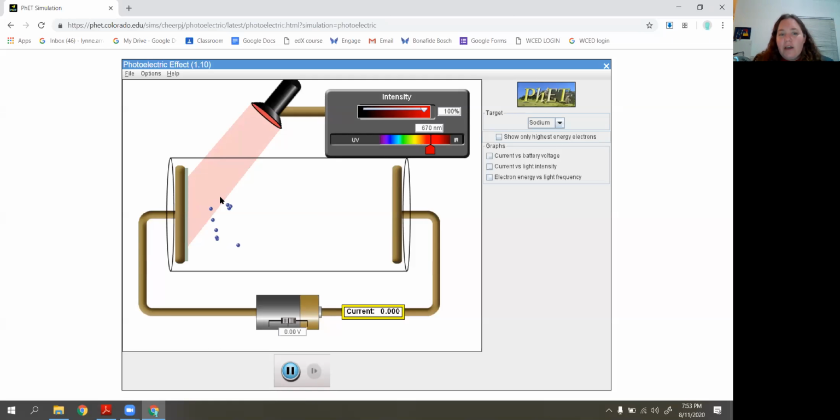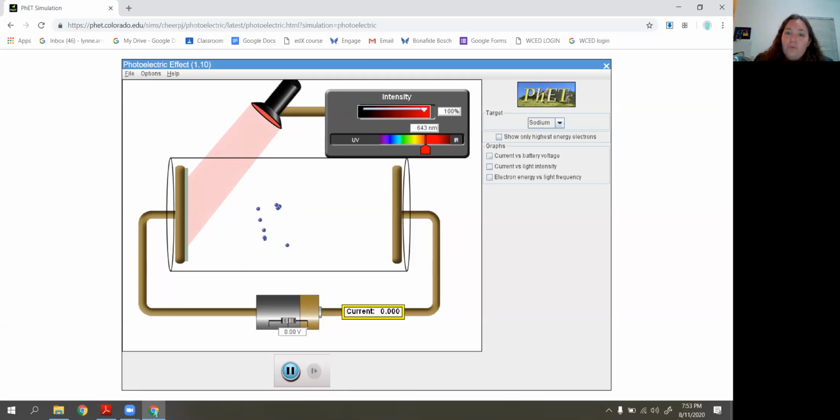If I'm shining right now, those are old electrons. They're not the ones we're looking at. If I look at these old electrons over here, it's not going to make them go any faster. So if I shine red light, it doesn't matter how high the intensity is, how low the intensity is, or how long I wait, no new electrons are going to be emitted.